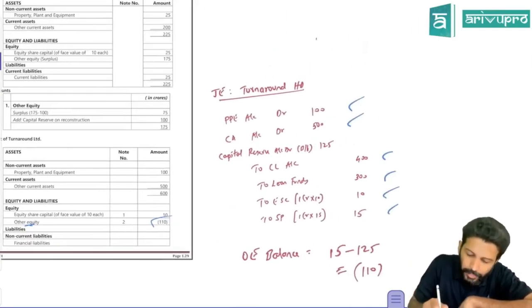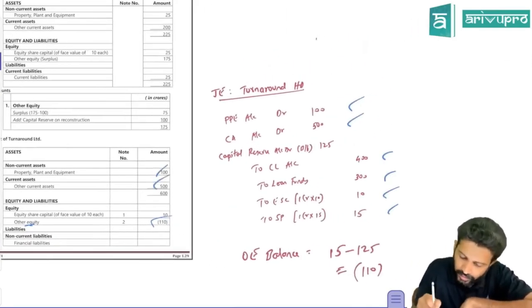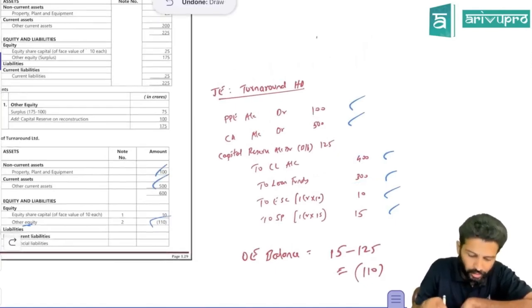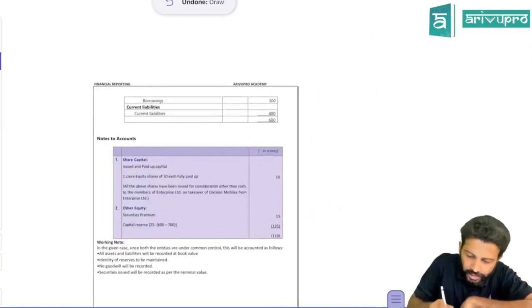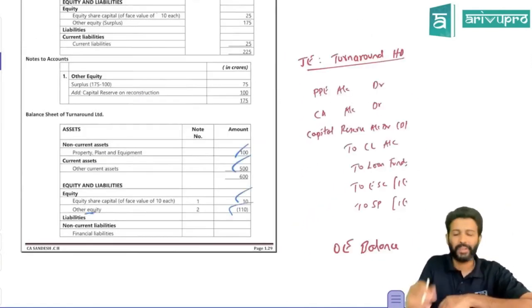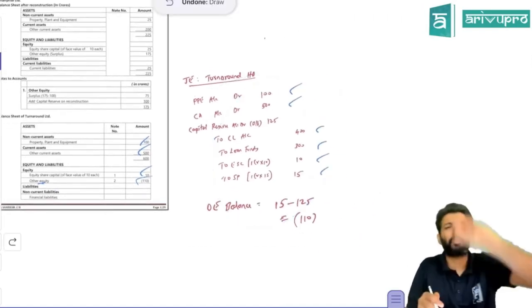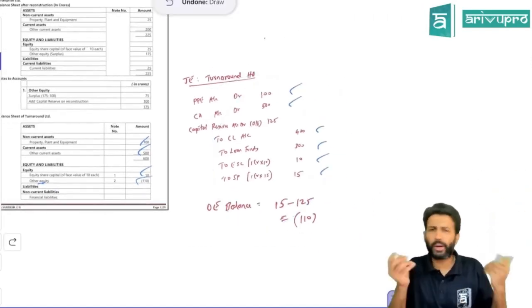All other assets are the same. PP you'll record at 100, current asset at 500, the current liability at 400, I think that is given on the next page. This is 400 and 300, equity share capital at 10. So this only is your balance sheet. You'll have to plug it into the normal format. That's all. There goes your balance sheet.